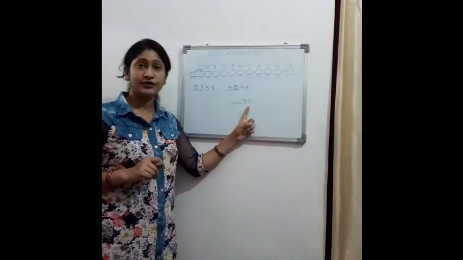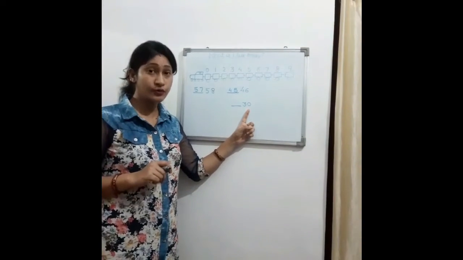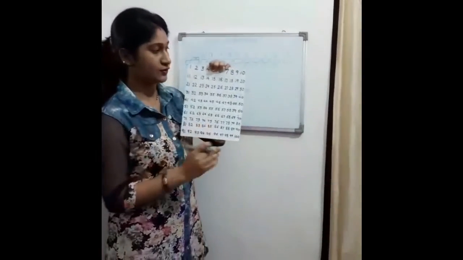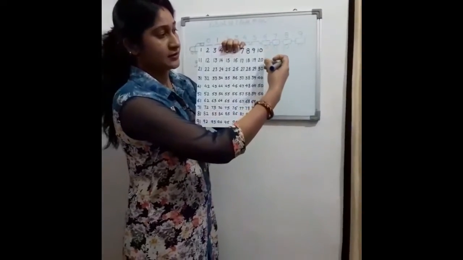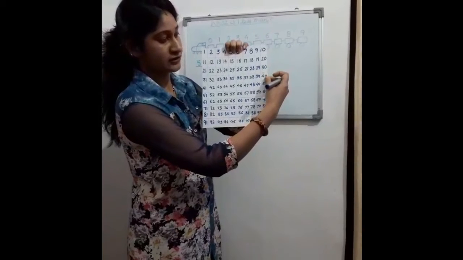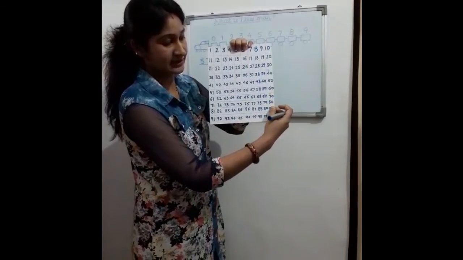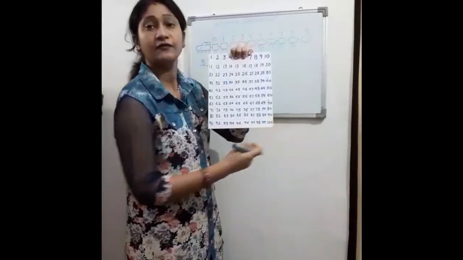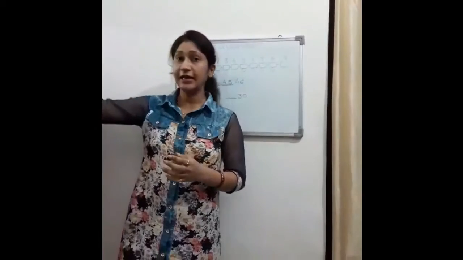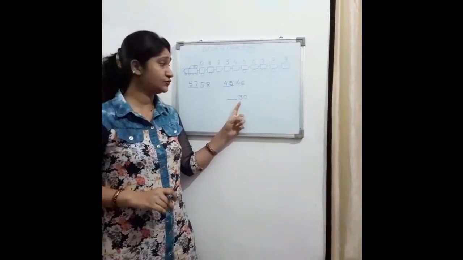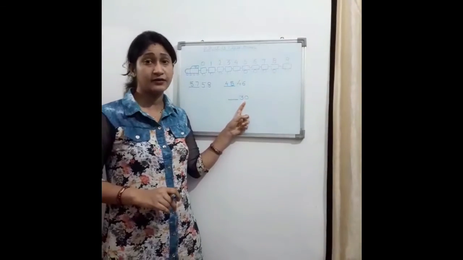Whenever any number has 0. Now, do you know which numbers have 0? I will show you. Look here, children. 10, 20, 30, 40, 50, 60, 70, 80, 90 and 100. These are the numbers that have 0 in them. So, I have taken an example of number 30. Now, as I told you, 0 says that I will not leave my partner.